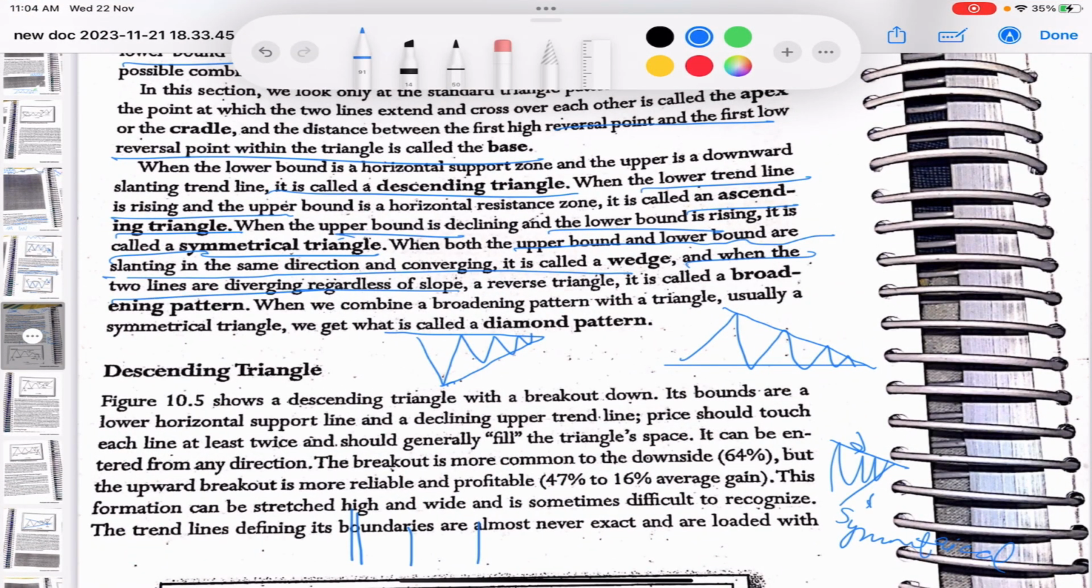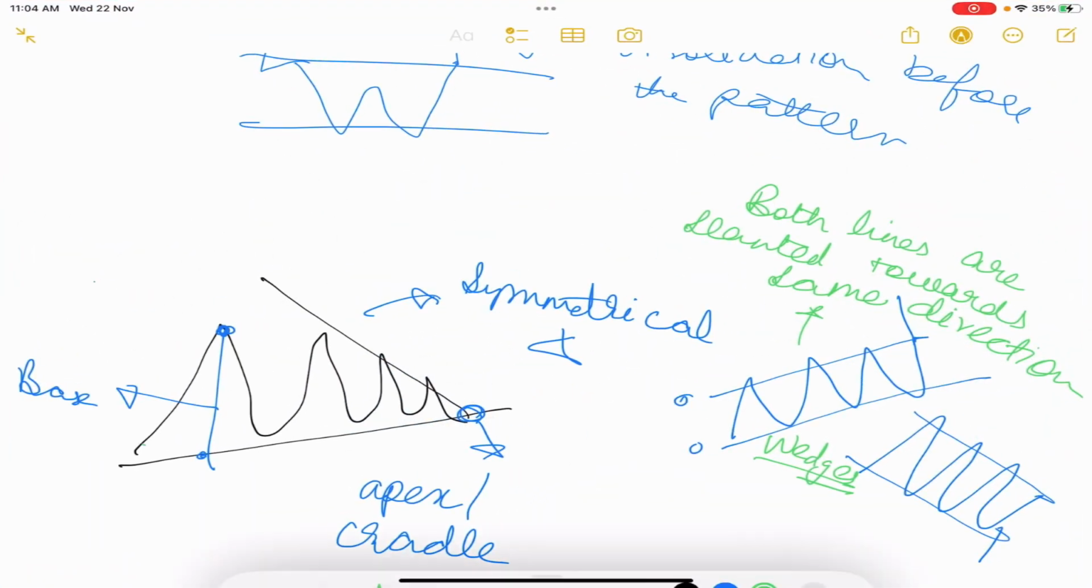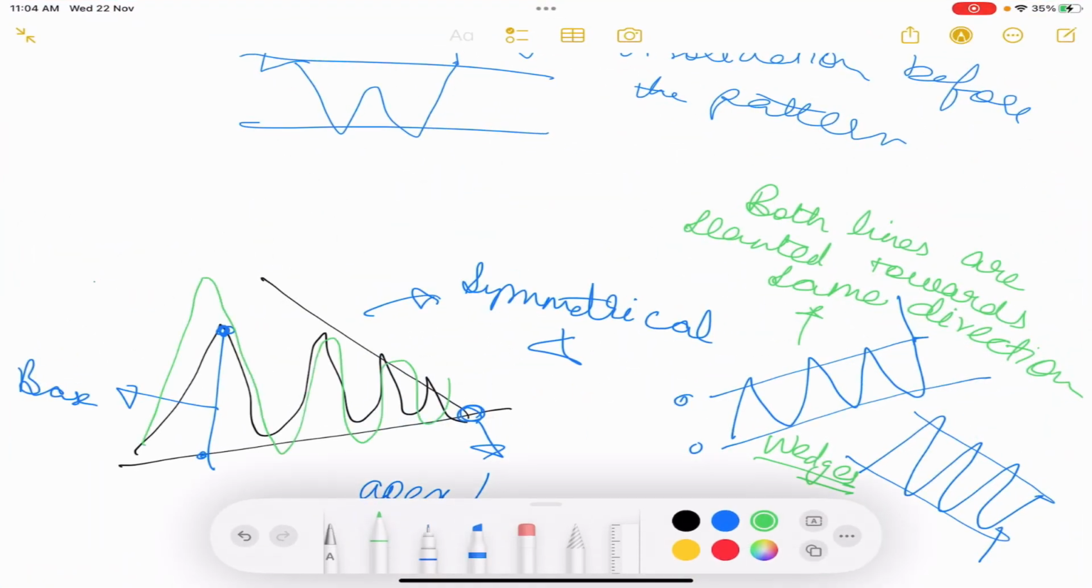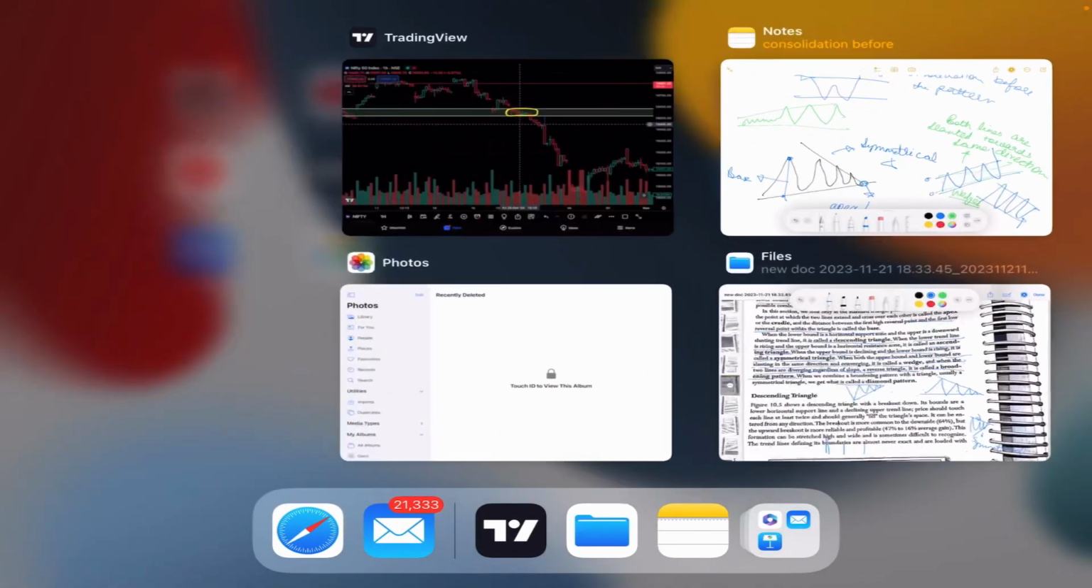When the two lines are diverging regardless of the slope, a reverse triangle, it is called a broadening pattern. So what is a broadening pattern? See, if you look at this, the price was first broad and then it converged and it came together. Here also it's converging and it's going together. Broadening pattern, here is it going together? It's in fact staying the same. They are not coming together at all. So broadening pattern is when the price was initially together and then it goes like this, which would mean that the price is broadening. Very simple.